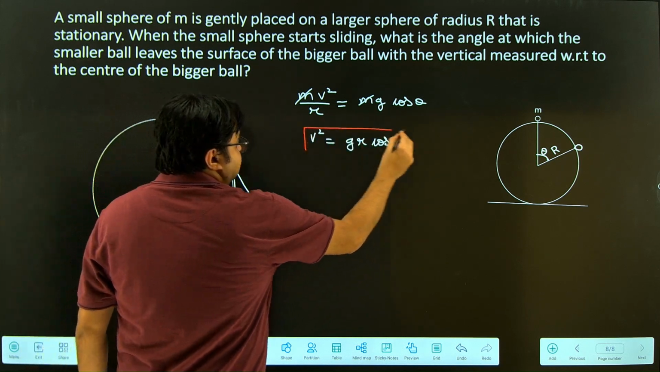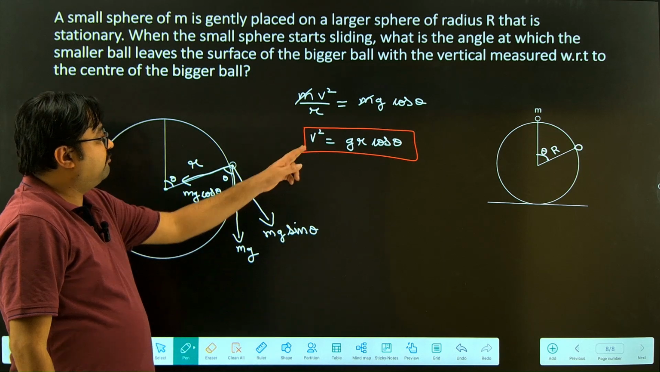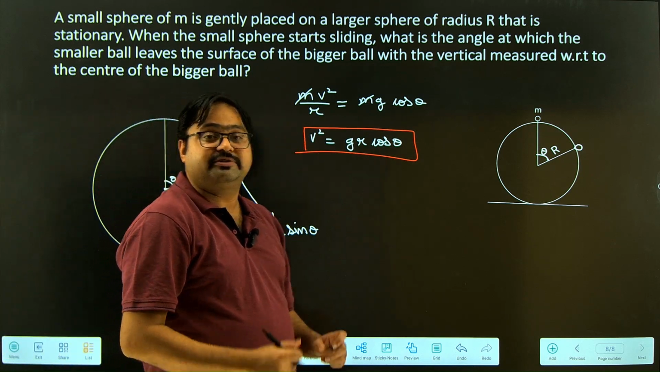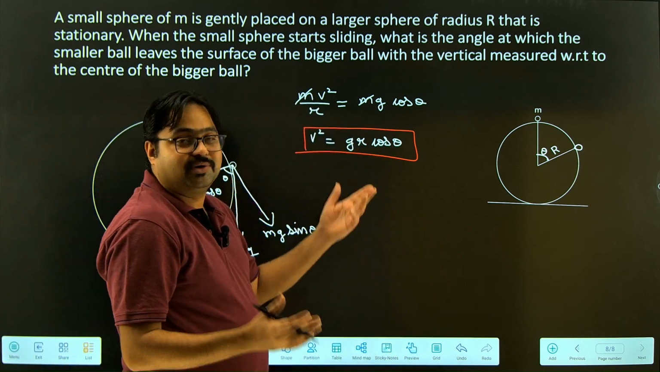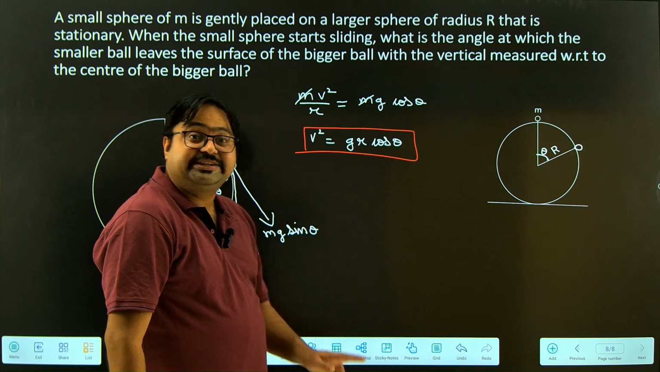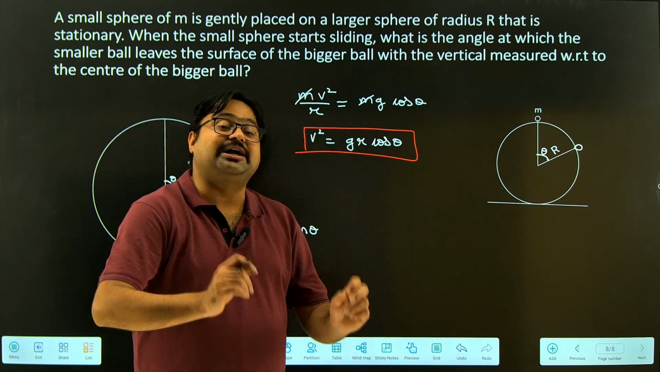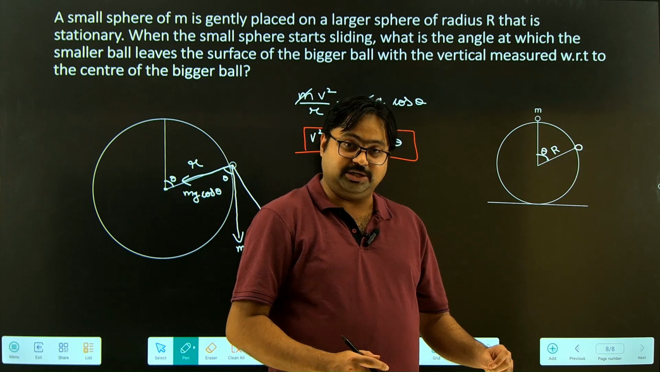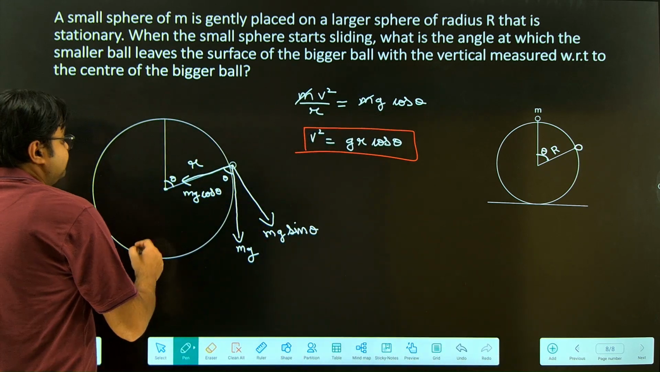That's an important equation. We have two unknowns here. We have v, which we do not know, and theta, which is also not known. The other two are constants. So in order to find theta, you will require another equation. That's when the work energy theorem comes into play. Let's try to find out.